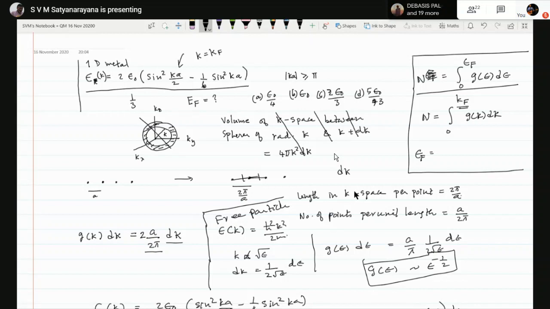Sir, it's given the average number of electrons per atom in the conduction band is one third. So does that have any relation with n? Yeah, so that is the average number. So this n is given now. That is equal to 1 by 3. This is given.